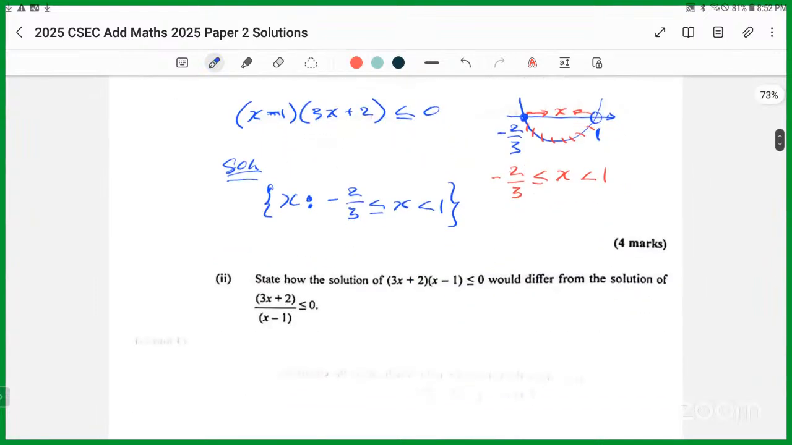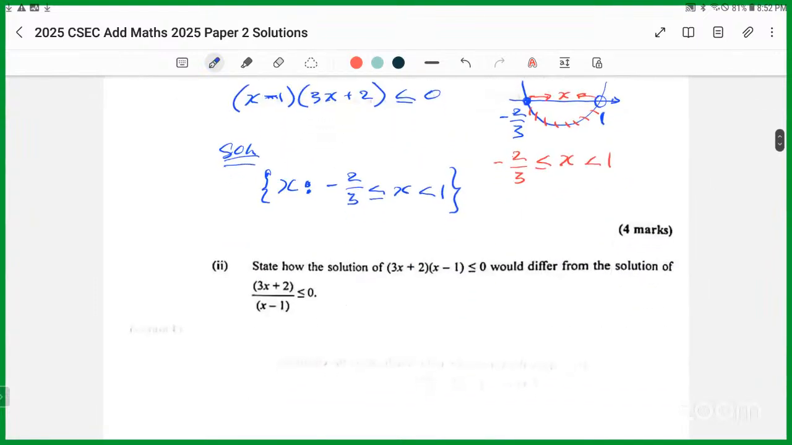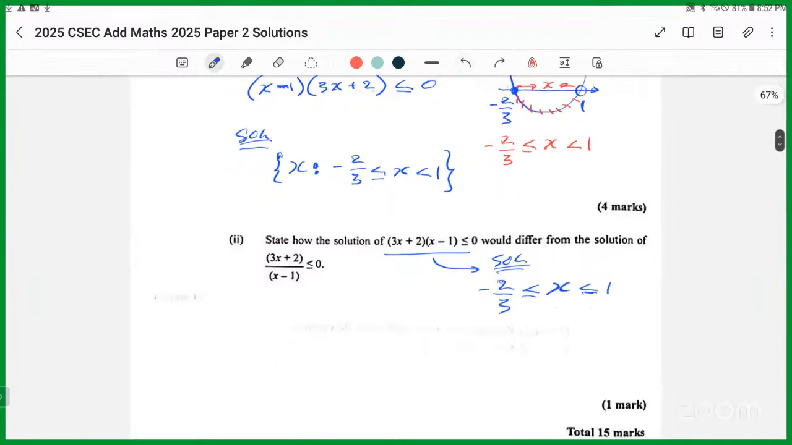Next part says, state how the solution of this would differ from this. I think what it is that in this one, the denominator cannot be 0. So the solution from this one would include both values. The solution for this one would simply be that x is less than or equal to 1 because it's okay to include the 1, and greater than or equal to negative 2/3. So the difference is that the 1 is included.